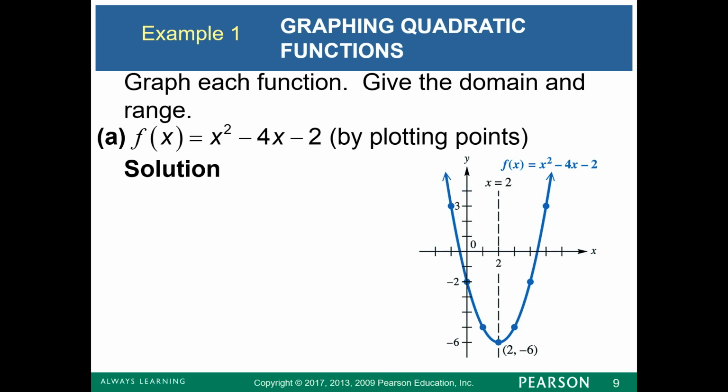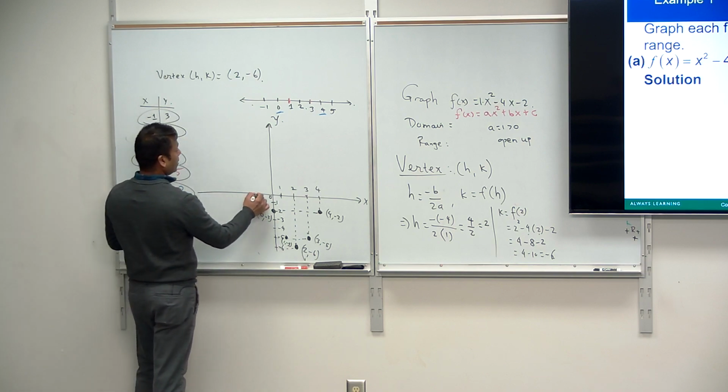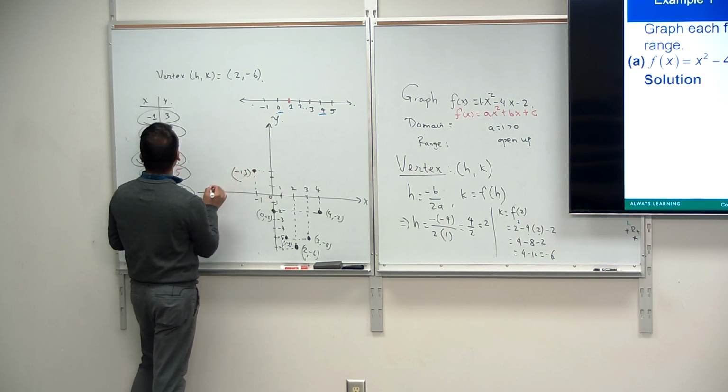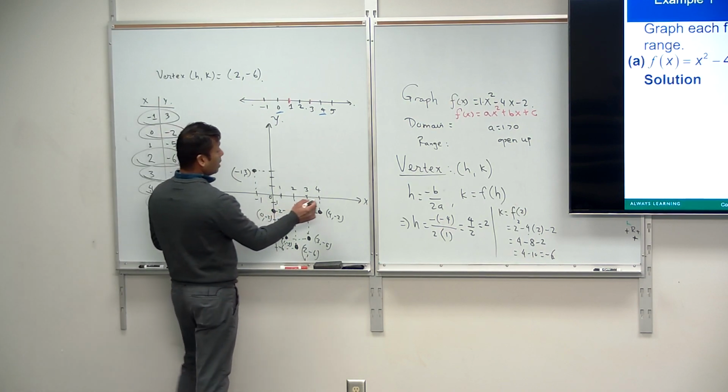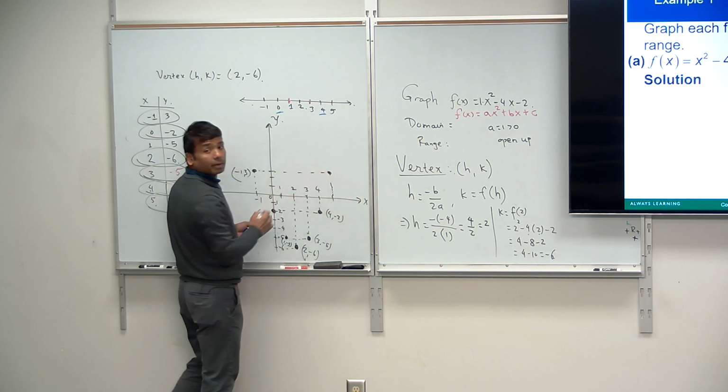And then you have 0 comma negative 2. 0 comma negative 2 is right here. And then you have 4 comma negative 2, right here. And now negative 1 comma 3. So let's say this is negative 1, so 1, 2, 3. Negative 1 comma 3, this point. And then you have 5 comma positive 3, this point. Did you see that?